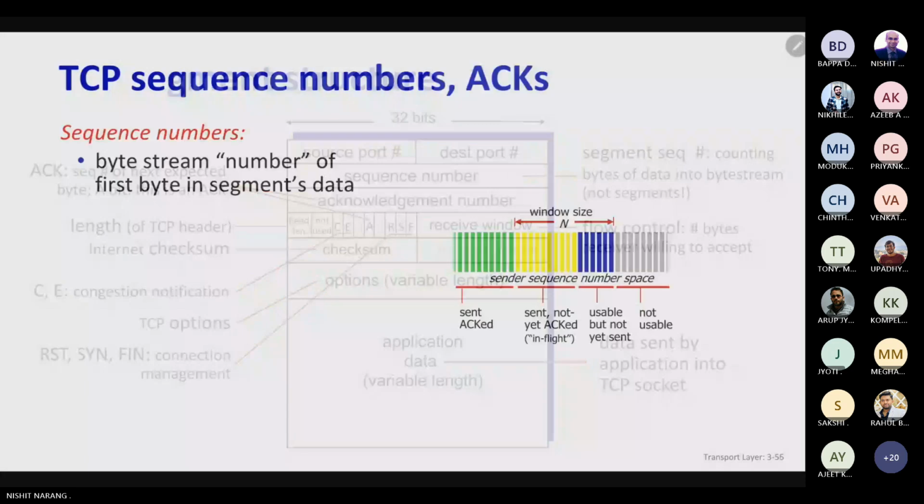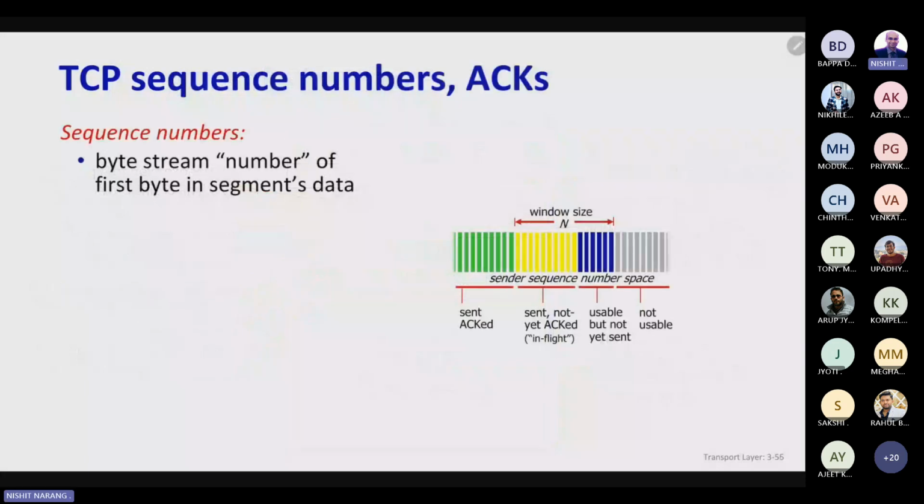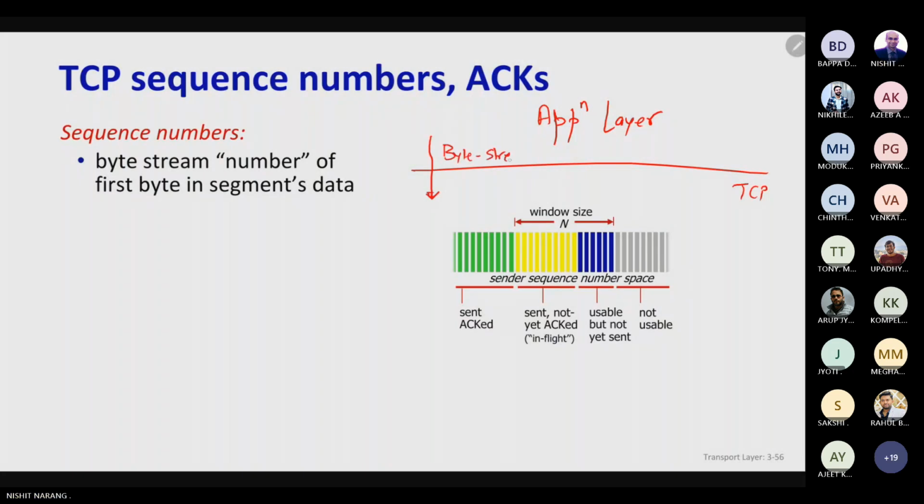How? So TCP, we said, is receiving from the application layer. So this is the application layer, this is the TCP layer. What is the application layer giving to the TCP layer? A byte stream of bytes. So a stream of bytes over the socket interface.